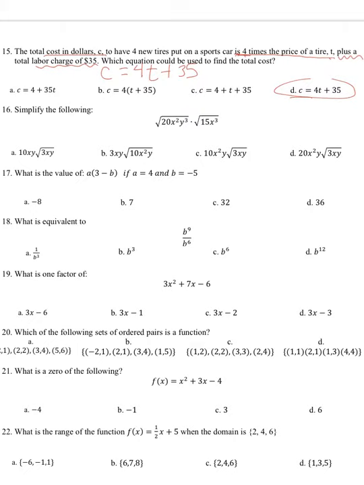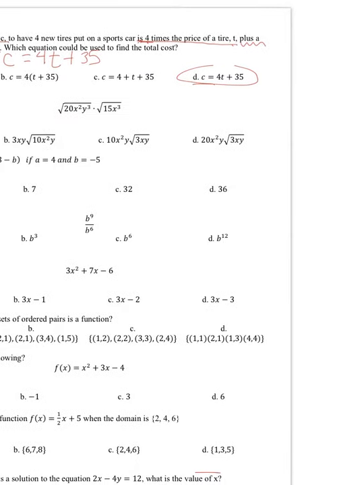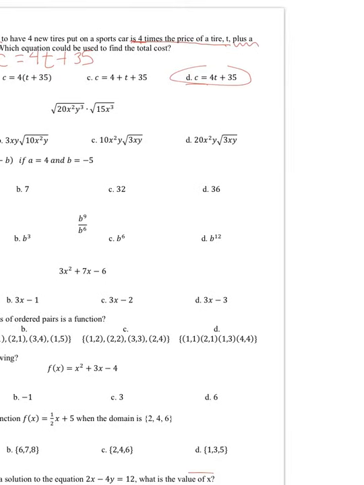Number 16 wants you to simplify the following. So we've got some good old radicals here, and it is multiplying them. Anything underneath a radical can be multiplied with anything else underneath a radical. So 20 times 15 makes 300. X squared times x to the third, well, we can add those exponents together and make 5. Y to the third is the only thing that we have.